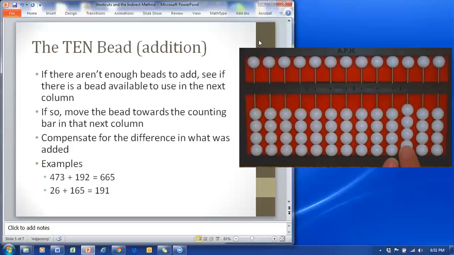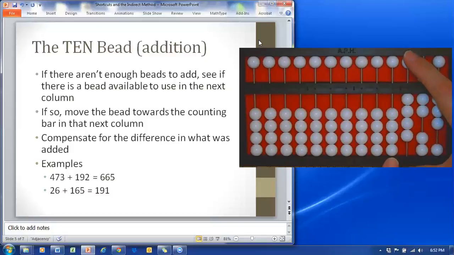Go ahead and move up 4 hundreds, 7 tens, and 3 ones. Now I need to add 192. Notice in the hundreds column, if I need to add 1 I don't have any more I can push up. So instead, I'm going to move the 5 bead towards the counting bar. So bringing that 5 bead in, now I've added 5 hundreds instead of 100, so I need to compensate by removing 4 of them.